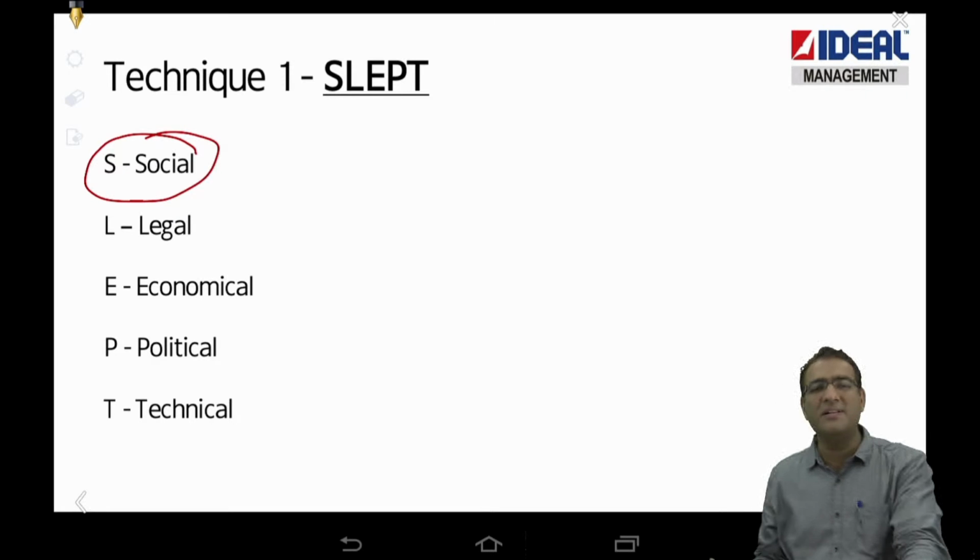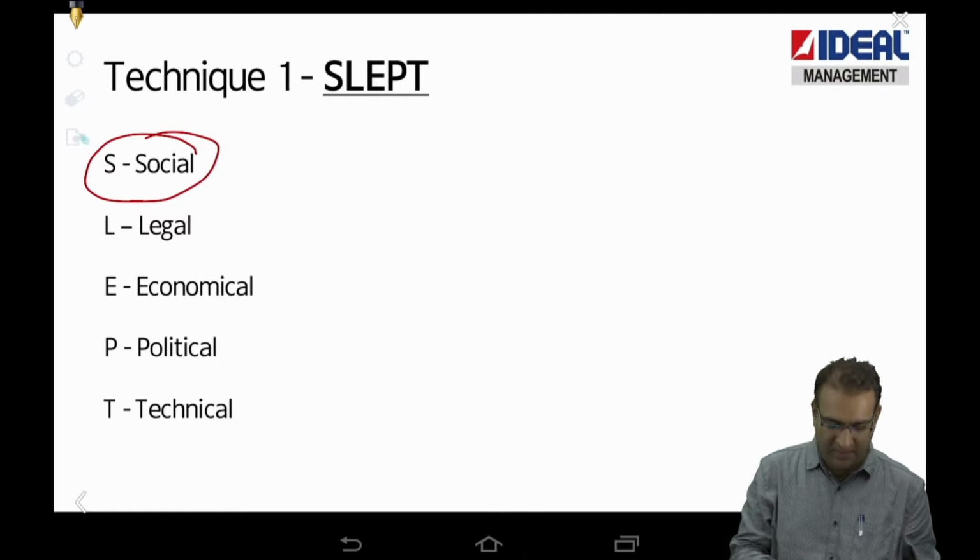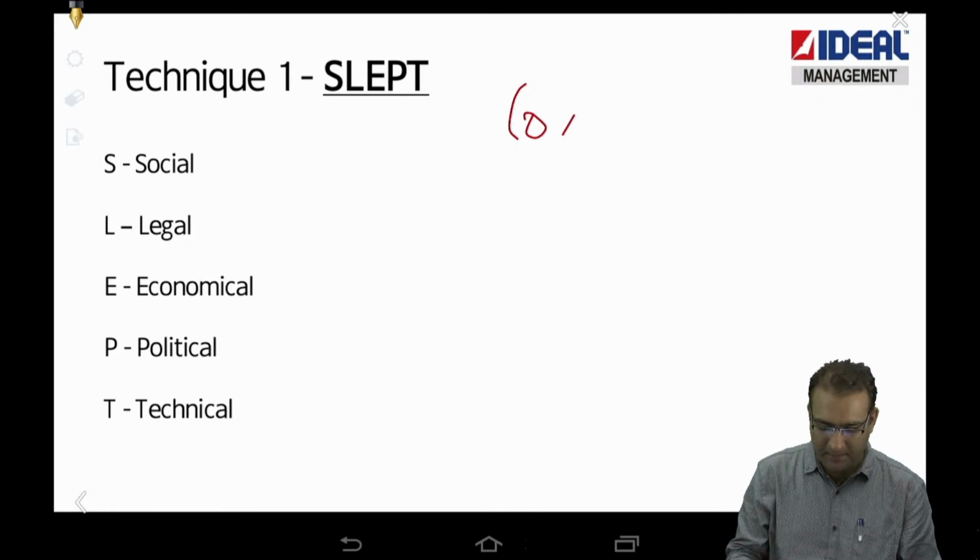So what SLEPT means is S means social. That's easy, you can just read it. So let's take an example. It could be any example. Let's say, corruption in India.